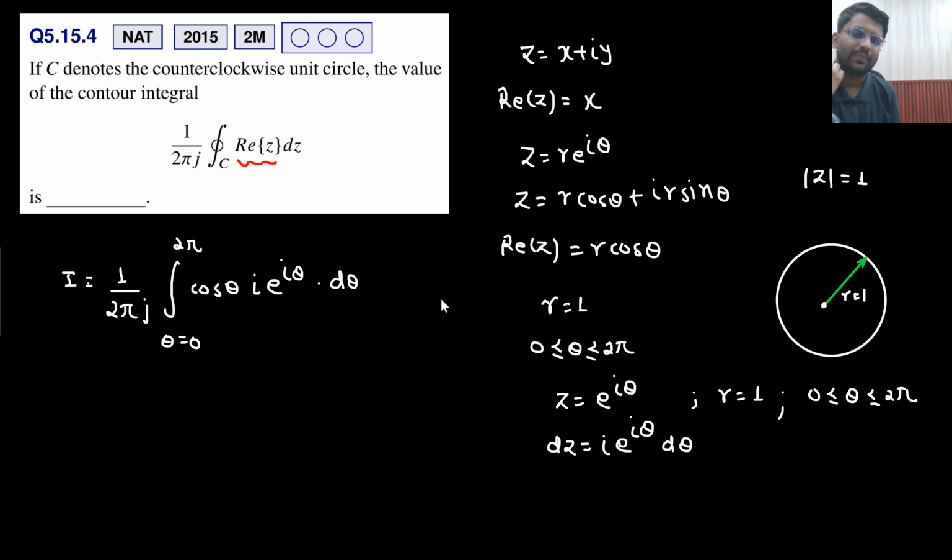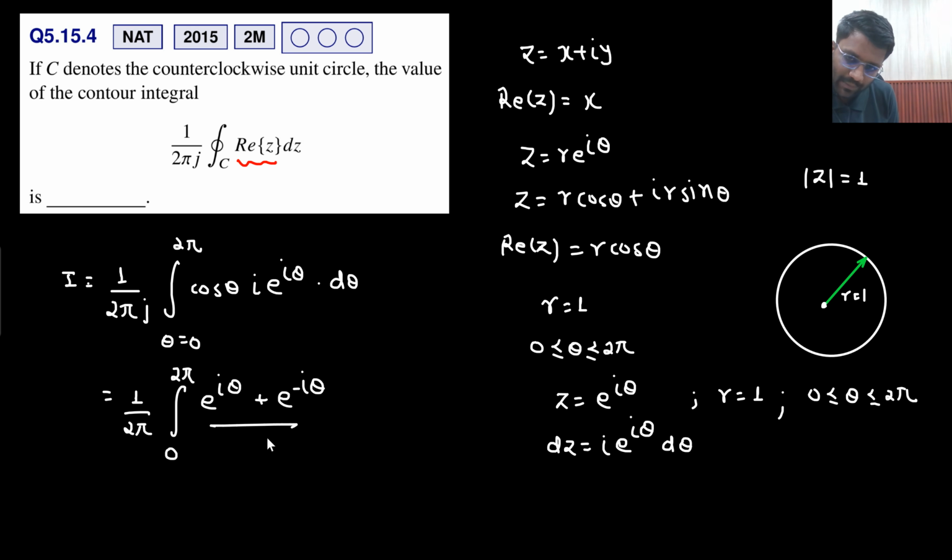So this is the integration you are supposed to perform. I hope you can do this on your own. Iota goes to the other side, so it will become 1 by 2 pi, with theta going from 0 to 2 pi. Now in place of cos theta, what can I put? I can put e to the power iota theta plus e to the power minus iota theta, divided by 2. Iota is already going outside, no? So iota and iota got cancelled out.